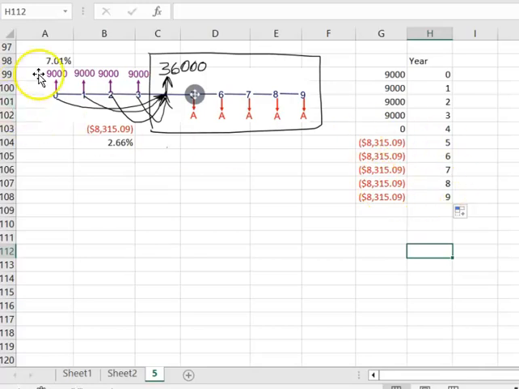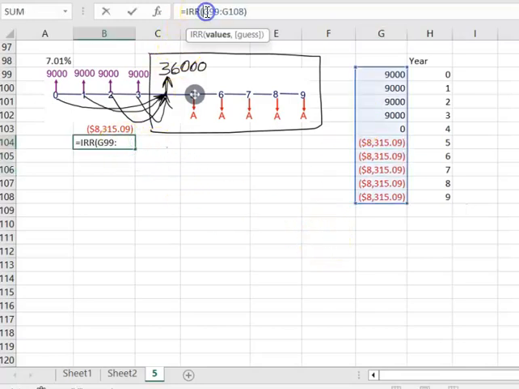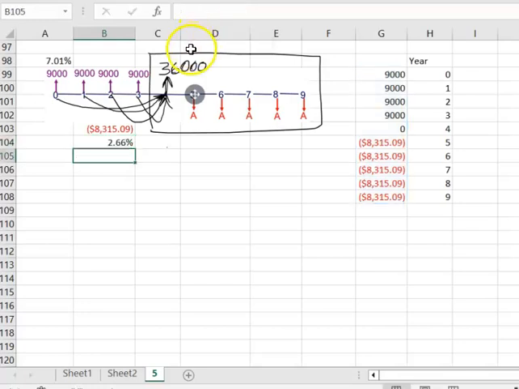So it is the simulation of the things that you see. 9,000, 9,000, and here are the payments that I just calculated, and here the formula for IRR. And it says 2.66. And now you can check the answer that you gave about that common sense part.